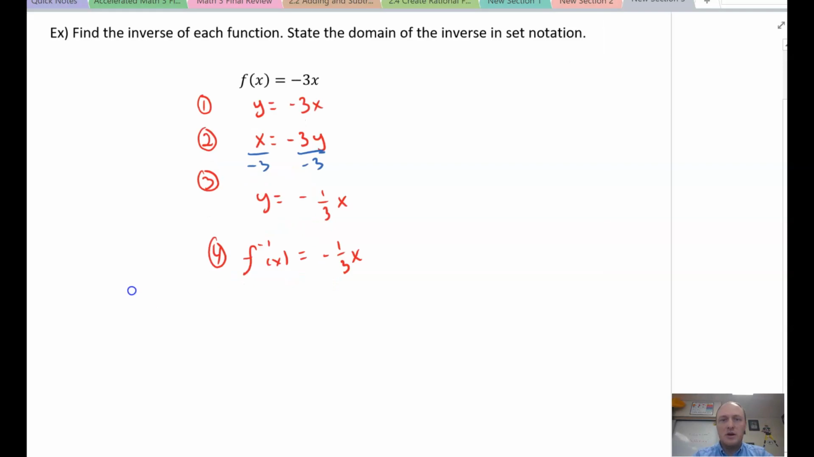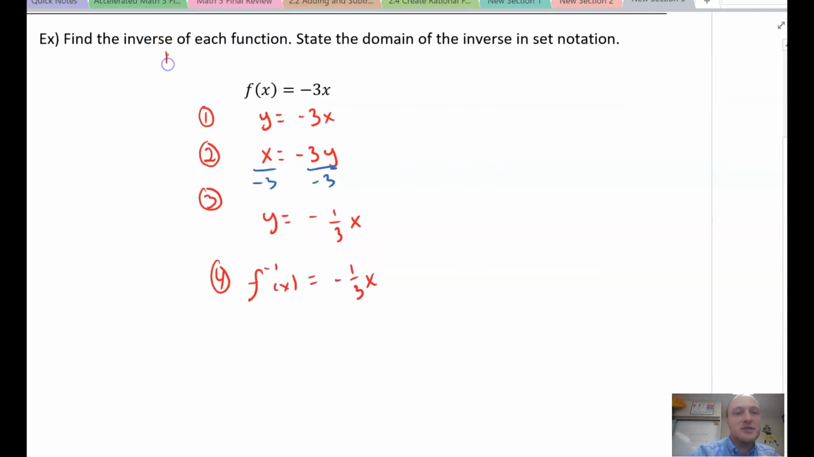Example 2. Oh, sorry, I almost forgot the second piece here. It's kind of like the first part. Part A. So here's your part A. Part B, state the domain of the inverse in set notation. For linear functions, we said that the domain is all real values. So this is a linear function, so my domain in set notation, set brackets, is the x values such that, that's what that bar means, such that x is between negative infinity and infinity. And there you go.